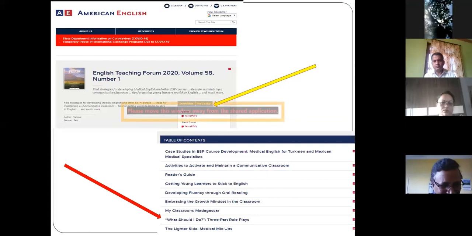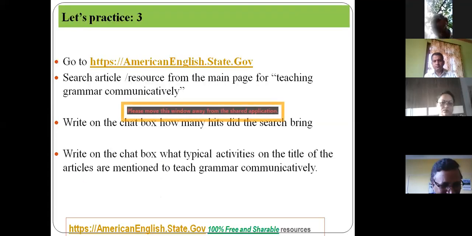Thank you, and I would like to move forward. So practice number 3. Again, go to americanenglish.state.gov and search articles and resources from the main page for teaching grammar communicatively, and write in the chat box how many hits the search brought, and write in the chat box what typical activities on the titles of the articles are mentioned to teach grammar communicatively.